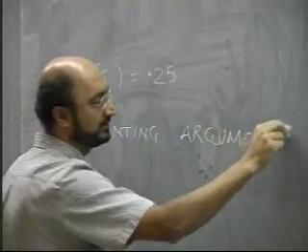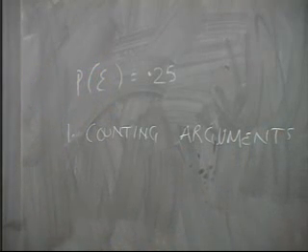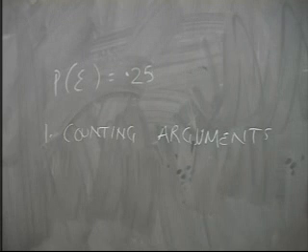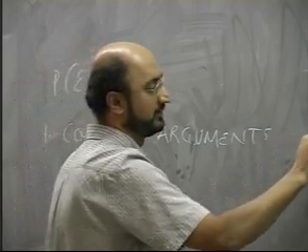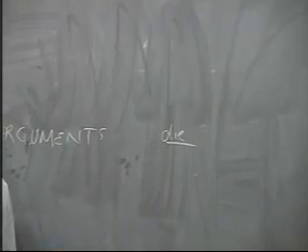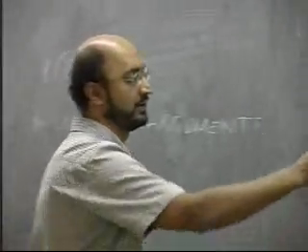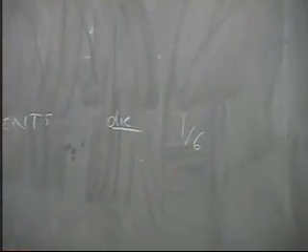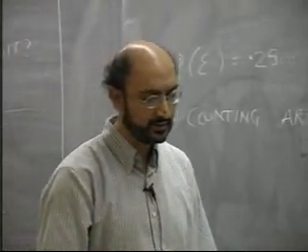Counting arguments are essentially combinatorics. I'm saying there are n ways of doing this, and these are equally likely ways. So if I divide it out, I get something. For example, I have a die. I throw the die. This is the classic case: a die with 6 faces, all equally likely. That means the probability of any particular face is 1/6, and that's it. It's a counting argument. And these counting arguments can be quite a bit more sophisticated.